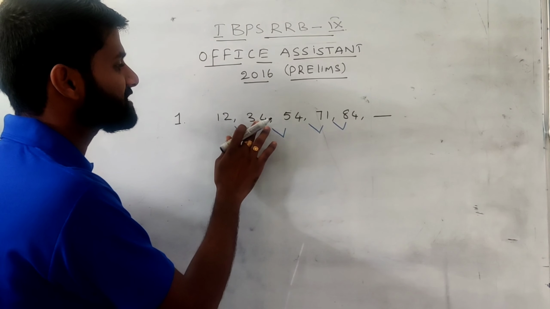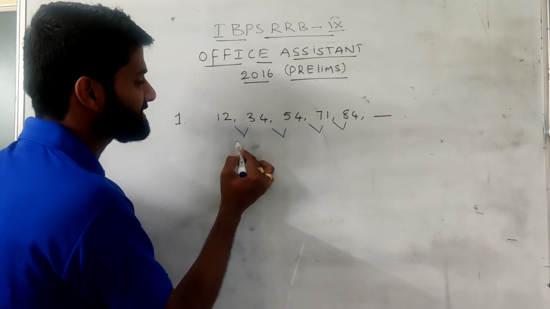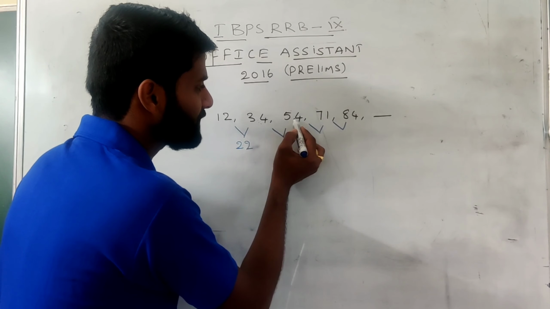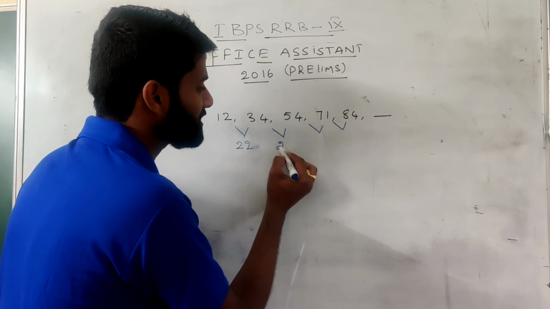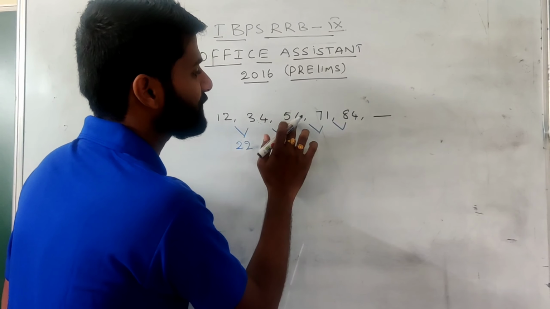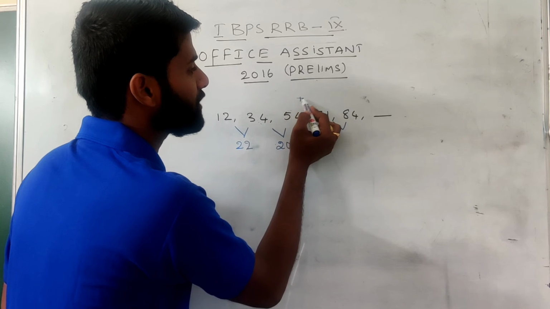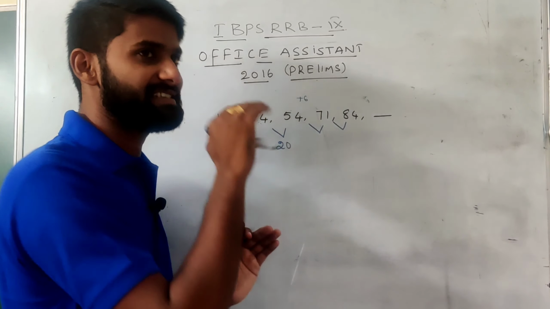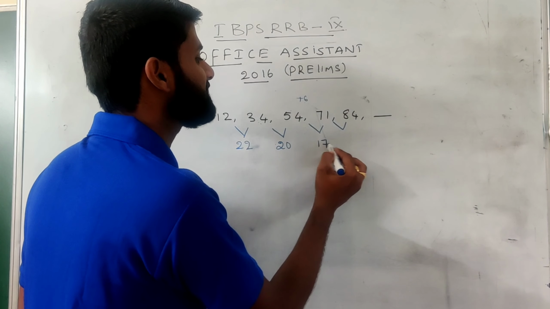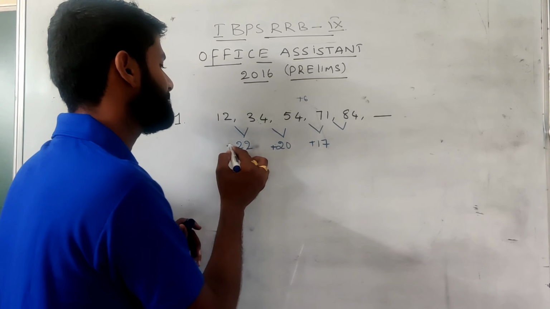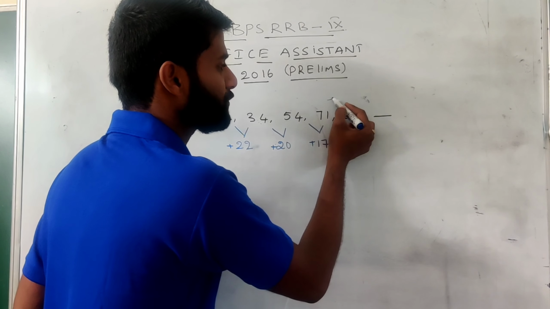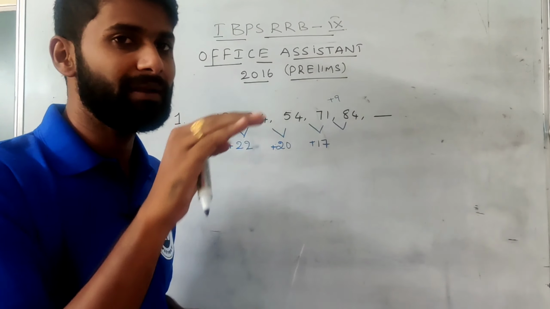See, the difference between 34 and 12 is exactly 22. The next one, 34 becomes 54, so we are adding 20. Again 54 becomes 71. If I go with plus 6, 54 plus 6 is 60, then we need 11 more, so in total we are increasing by 17. Next, 71 becomes 84. If you add 9, that becomes 80.